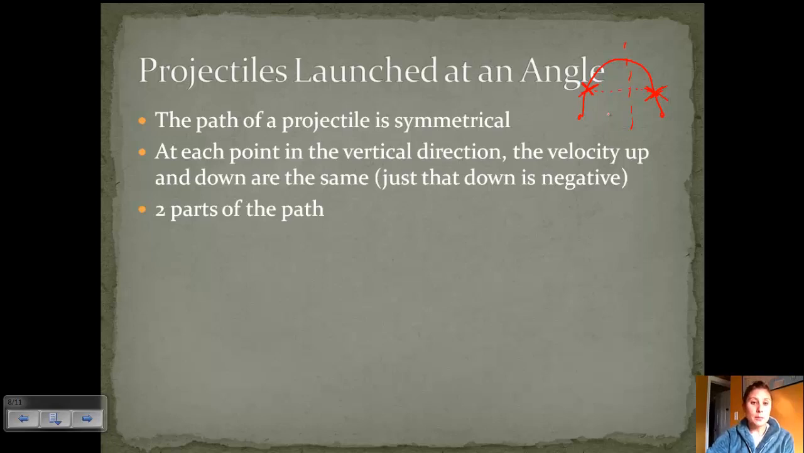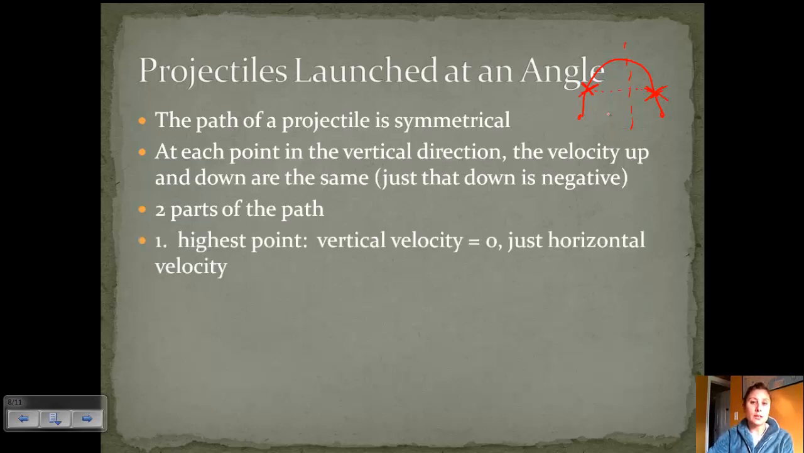So there are two main parts to the path of motion for a projectile. The first one is the highest point. Okay, so at this point, vertical velocity is 0, and we just have horizontal velocity, because we know at the top of an object's path of motion, velocity in the vertical direction can become 0 for a second. But we know that horizontal velocity is constant throughout the path of motion.